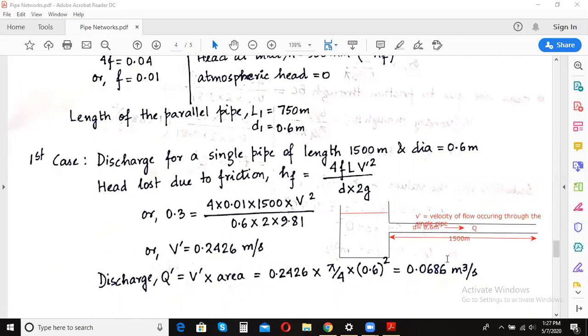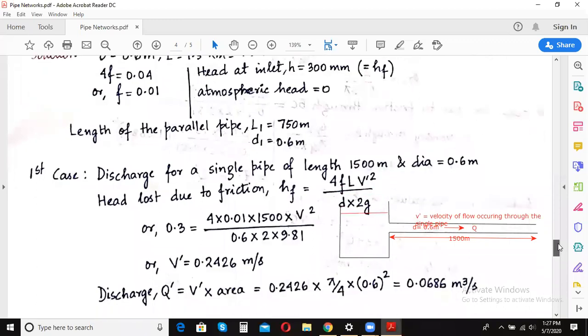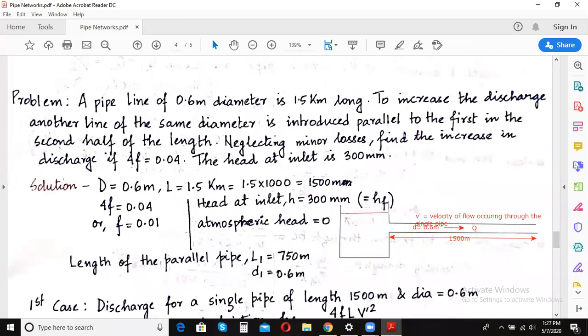Now, what we have to do is plug in all the values that are given in the problem, and we have to calculate this value, V'. What is hf? hf is given as 300 mm. This is the head at the inlet, which means head loss at the inlet, so that is equal to 0.3 meters. So 0.3 meter is equal to 4f, which is given as 0.04. It's there in the question already.